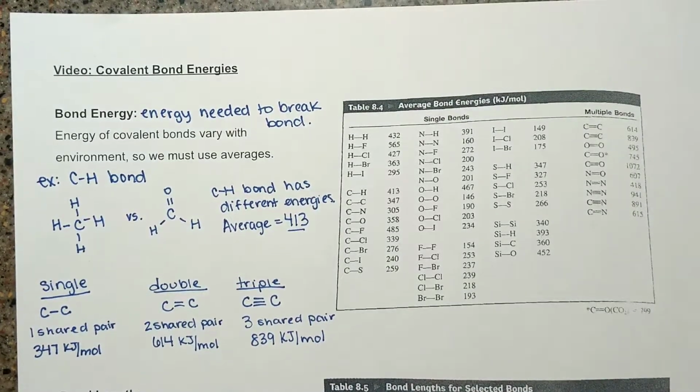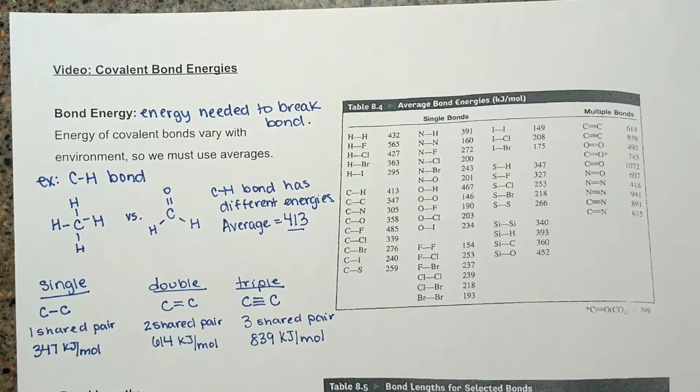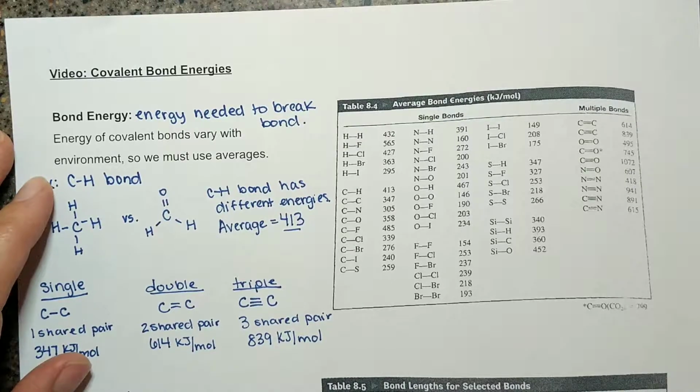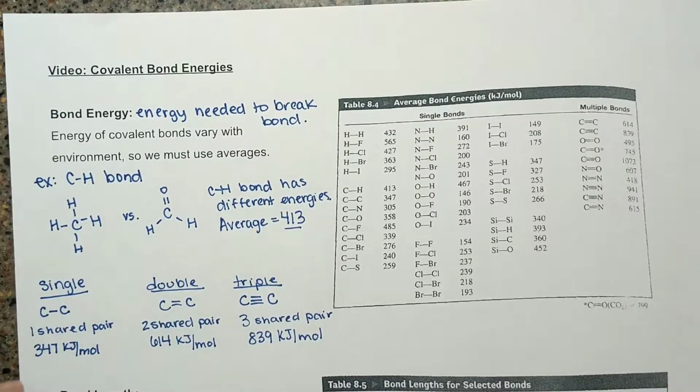This video is on covalent bond energies. So a bond energy is the energy needed to break a bond. The energy of covalent bonds varies with the environment. Therefore, we must use the averages.